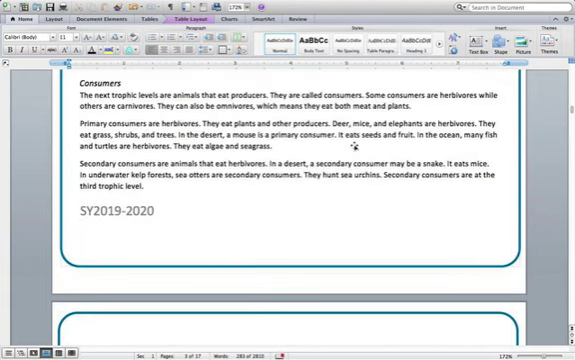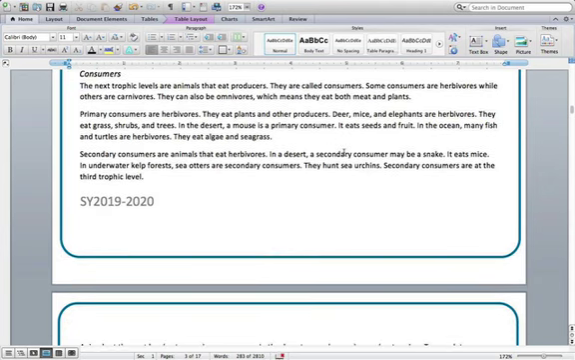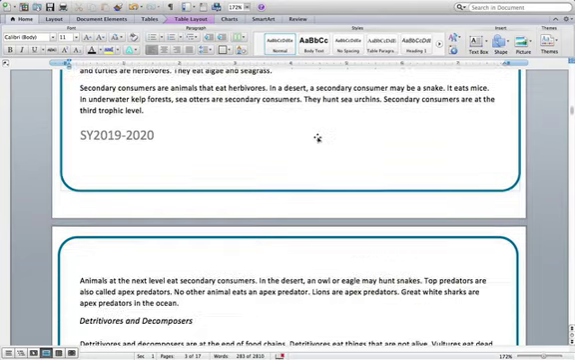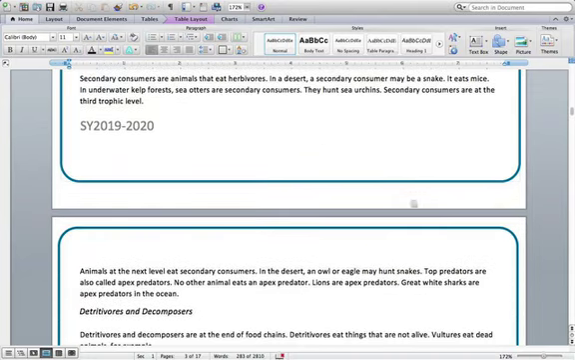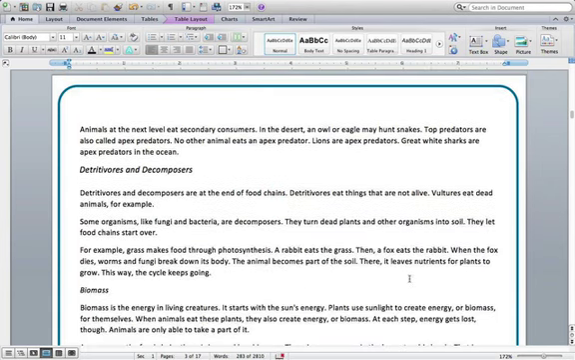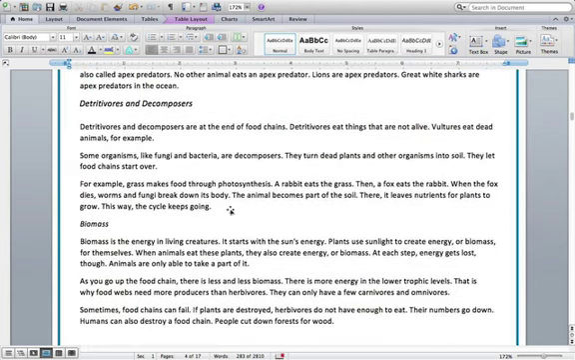Let's stop here for a second. Can you name three consumers listed? By rereading the text, we should be able to figure out that some of the consumers listed here are owls, snakes, and lions, as well as many others. Okay, let's keep going.